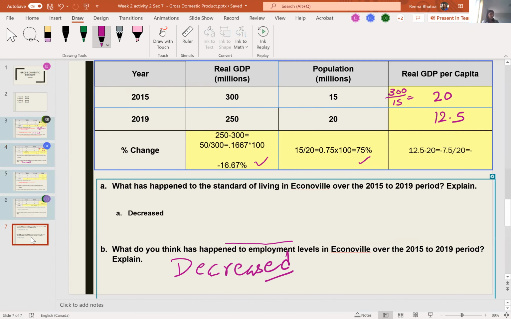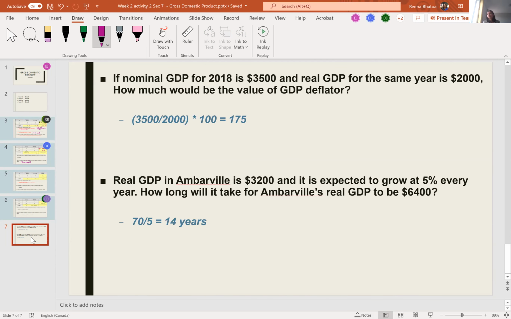So last slide, I answered it. First question was nominal GDP and real GDP was given. You have to calculate GDP deflator or price level. I use the formula nominal divided by real. So price level or GDP deflator is 175.